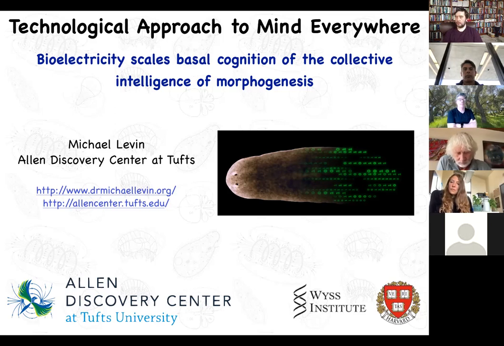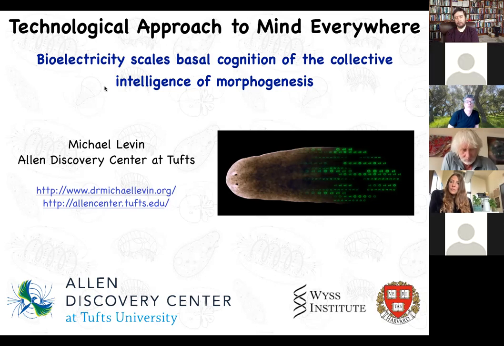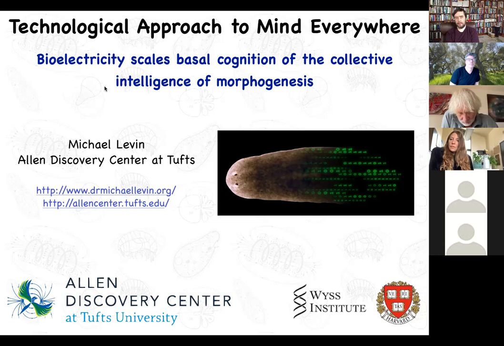Okay. So here's what I'm going to talk about today, which is a collection of ideas that I call the technological approach to mind everywhere, or TAME. What I'm going to describe today is, among other things, the idea that what bioelectricity does is it scales a basal cognition into a kind of collective intelligence. In particular, I'm going to talk about the collective intelligence of morphogenesis, or anatomical control. I'm going to tie that into a few other things. And if anybody wants to get hold of me afterwards, all of the contact info and the papers and the primary data are at these two websites.